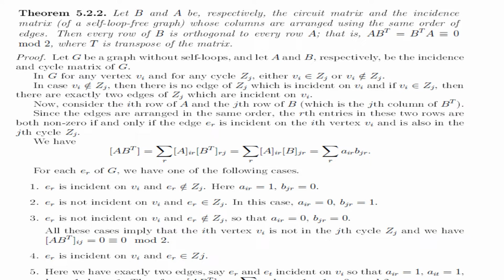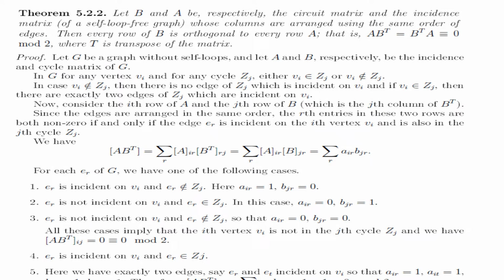So we have the matrix AB transpose, whose (i,j) entry is the sum over r of A_ir into B transpose_rj, which is equal to the sum over r of A_ir into B_jr. For each Er of G, we have one of the following cases. First one: Er is incident on Vi and Er doesn't belong to Zj.